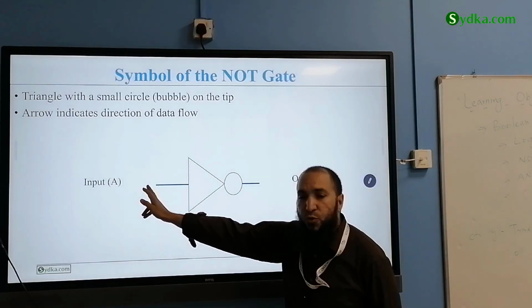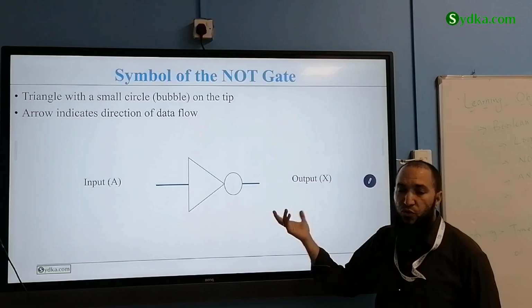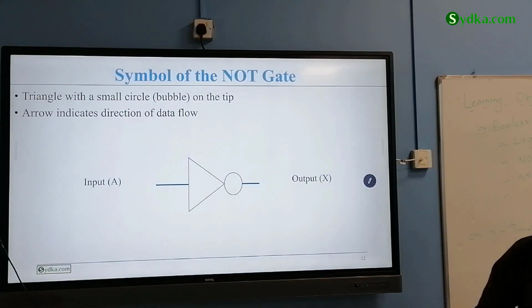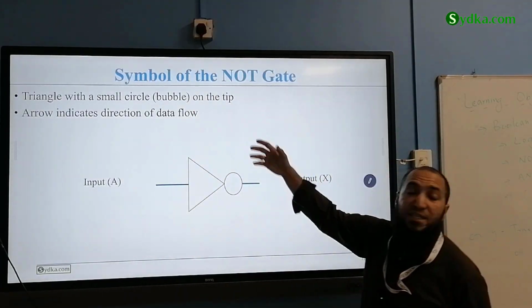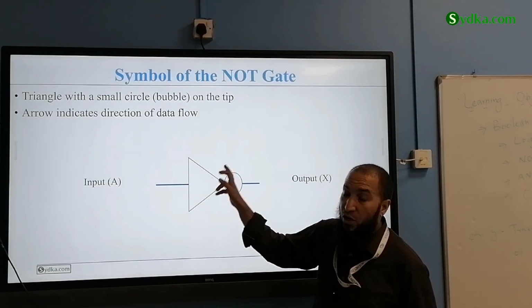This means the input goes from this direction and output will be on this direction. So it's not the other way around. It's exactly as you see it. Not is not just inverter, it's invert. NOT is the name of this gate, a NOT gate.